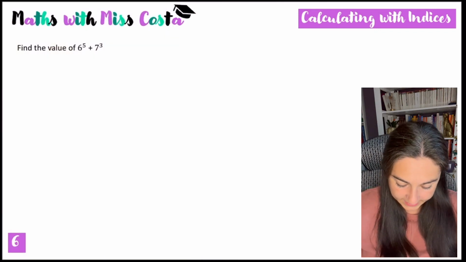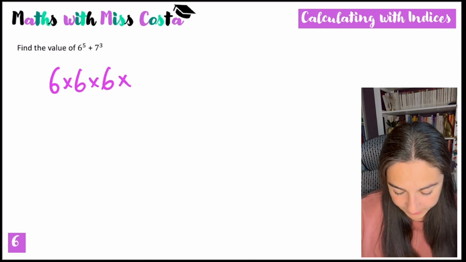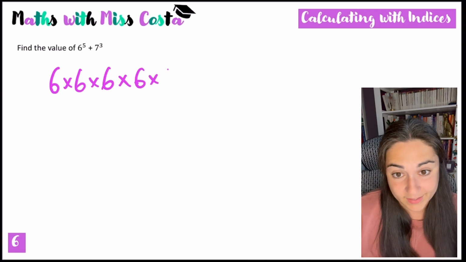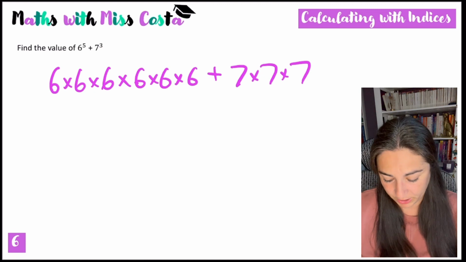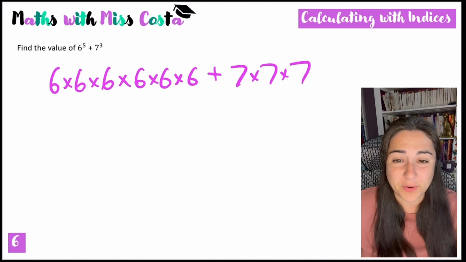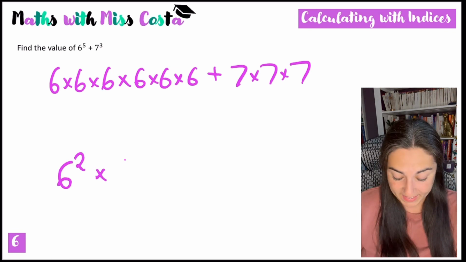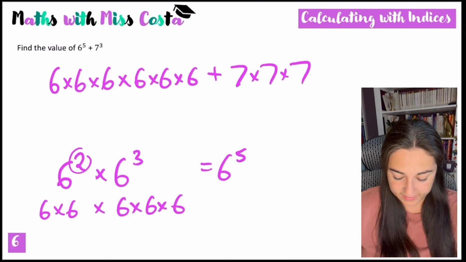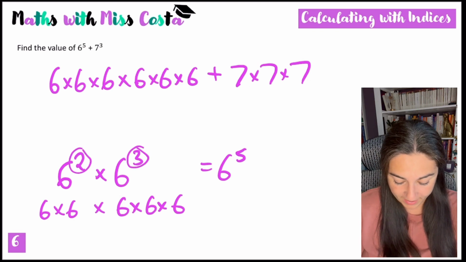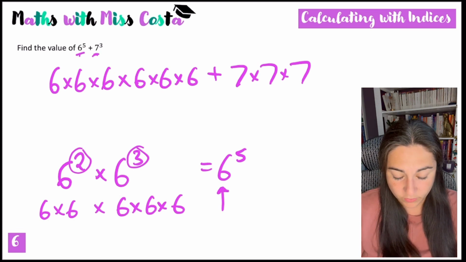Okay, calculating with indices. So 6 to the power 5, what does that mean? It means 6 times by itself 5 times, so 1, 2, 3, 4, 5, 6, plus 7 cubed. Now the laws of indices don't apply here because in order to use the laws of indices, you need to have the same base. So if it was something like 6 squared times 6 cubed, well, that just means 6 times 6 times 6. So I could add the powers because they have the same base. However, here 6 and 7 are not the same base.